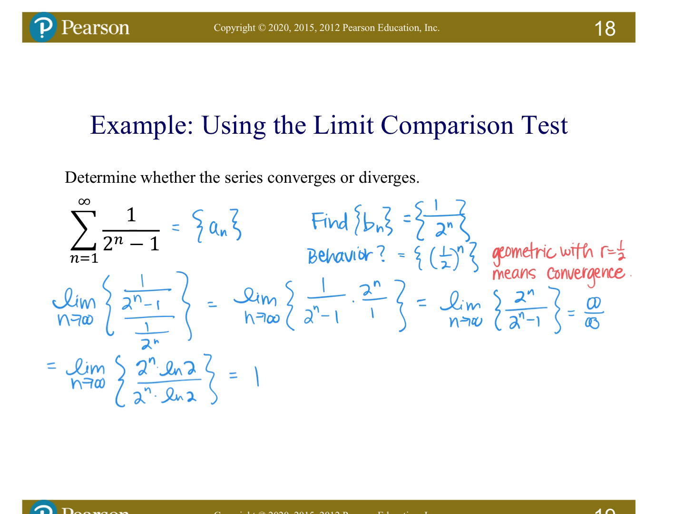Therefore, by the limit comparison, since B sub n has the property of being convergent, then A sub n is also convergent by comparison.